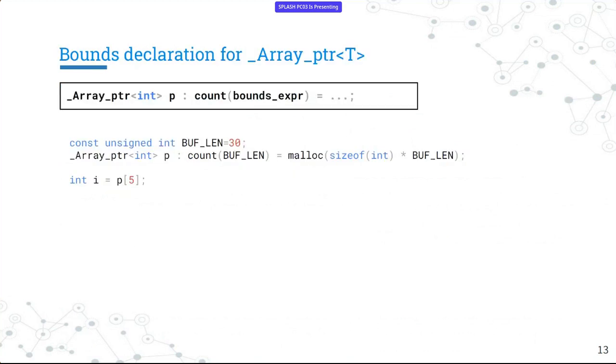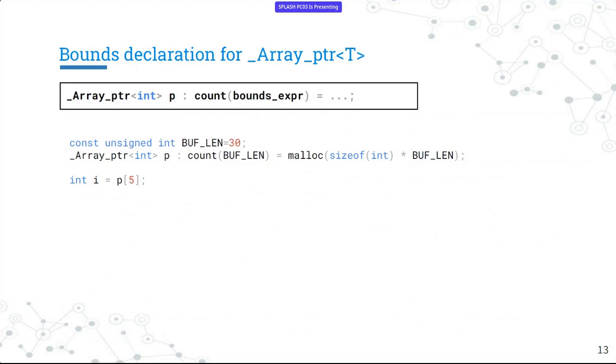But you can give bounds. There are 3 ways to give bounds. One way is using count. You can give a bounds expression using the count annotation. Note that the bounds expression can be any arbitrary non-modifying expression. It need not be constant. It can be a variable as well.